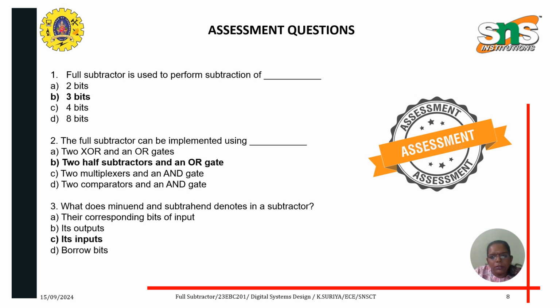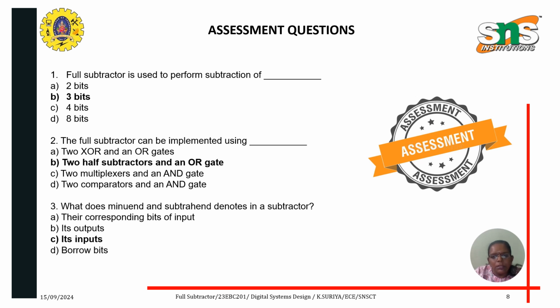Full subtractor is used to perform the subtraction of the options are 2 bits, 3 bits, 4 bits and 8 bits. The answer is 3 bits. The full subtractor can be implemented using the options are 2 XOR and an OR gates, 2 half subtractors and an OR gate, 2 multiplexers and an AND gate, 2 comparators and an AND gate. The answer is 2 half subtractors and an OR gate.